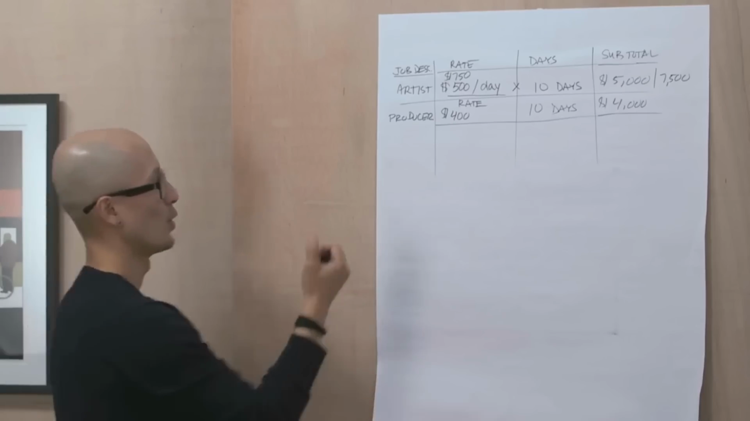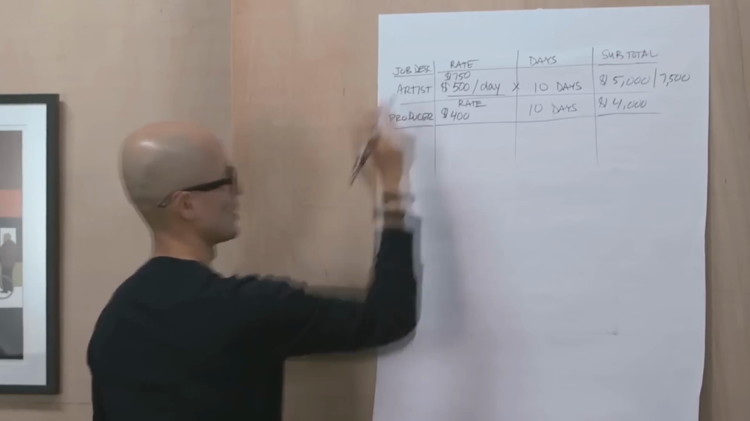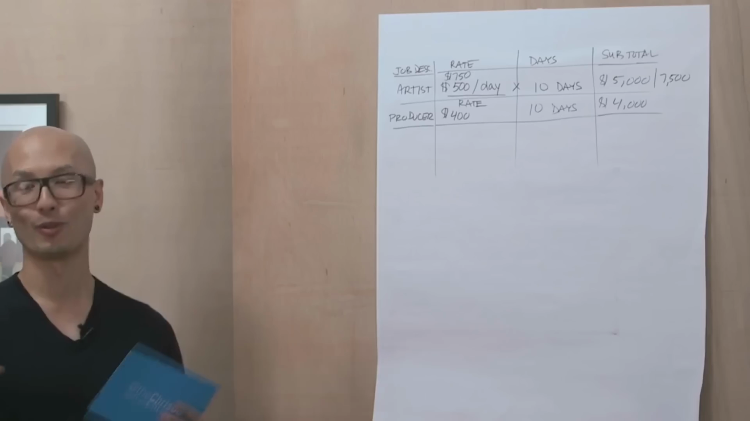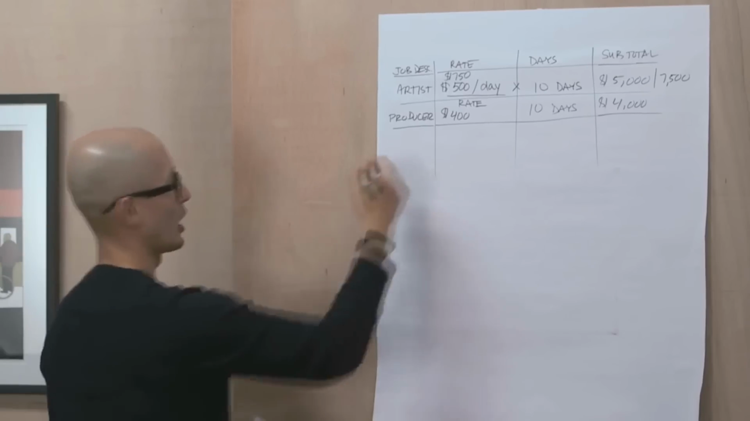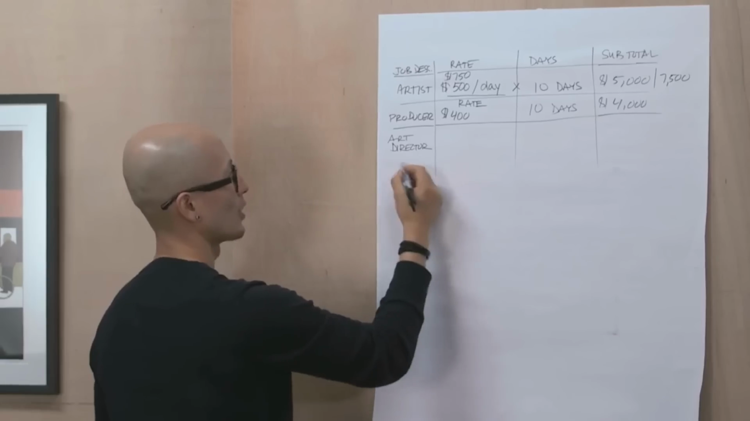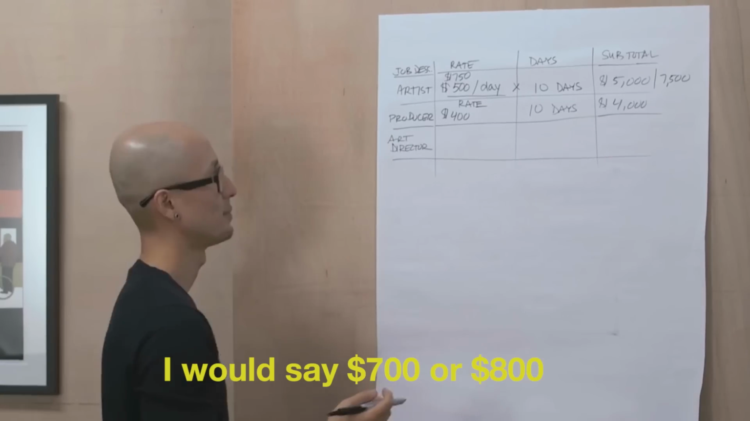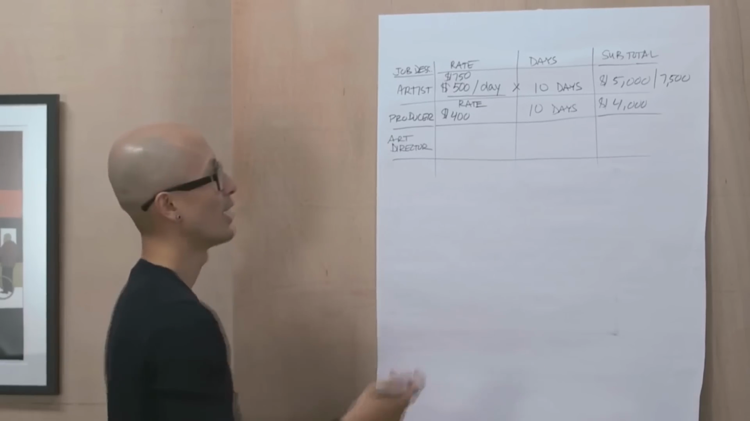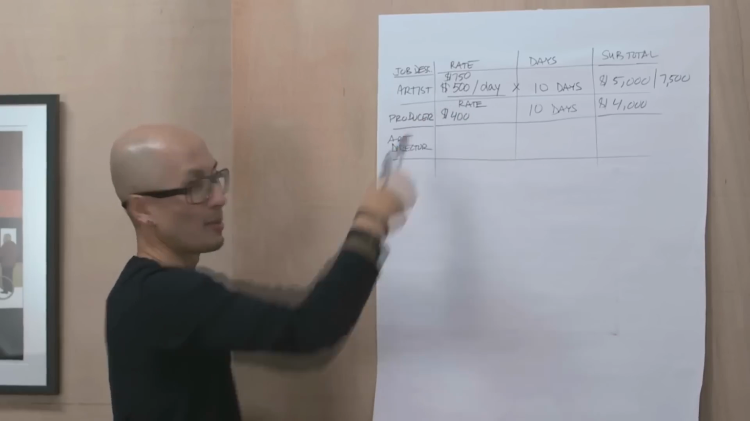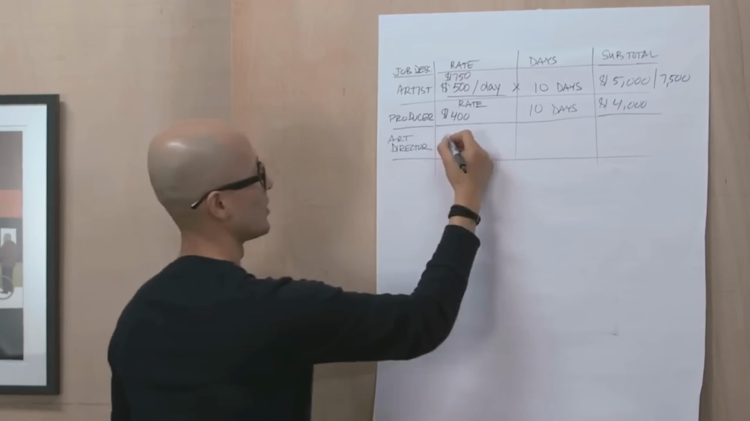Okay, so who's going to direct this person, this artist? Oh, and that would be you. So I'm going to put in an art director. Okay, an art director, what are we going to put in for an art director? I would say like 700-800. 700-800 can be less than this guy. So if this guy's coming in at 750, I'm going to say 900.